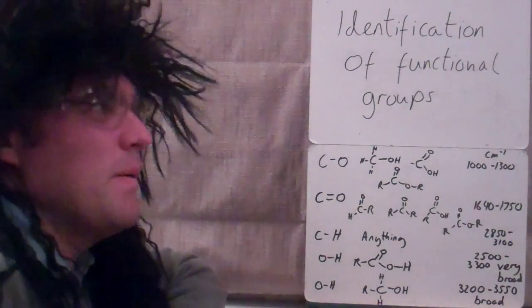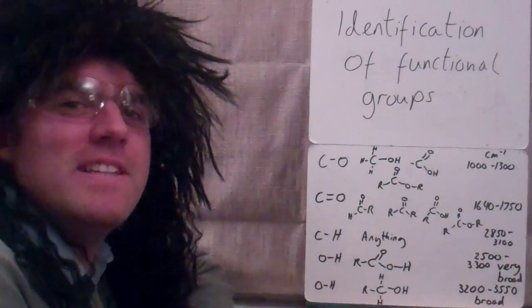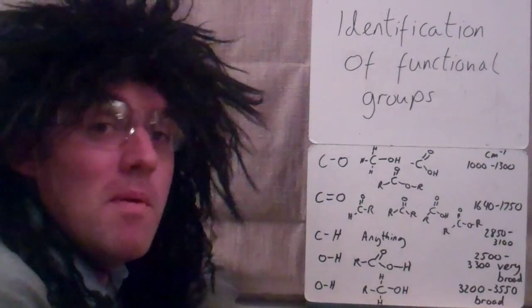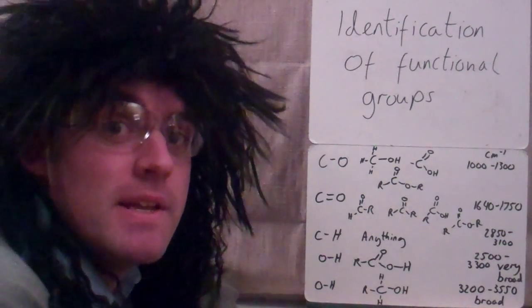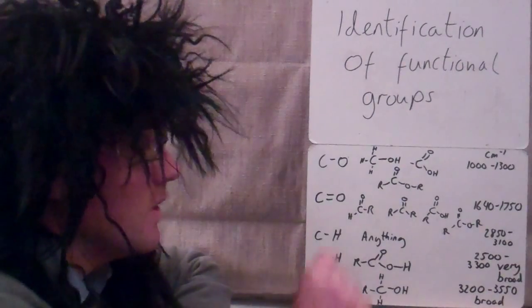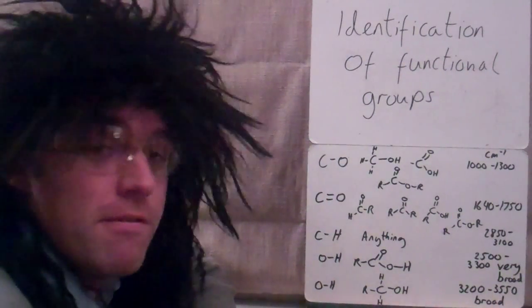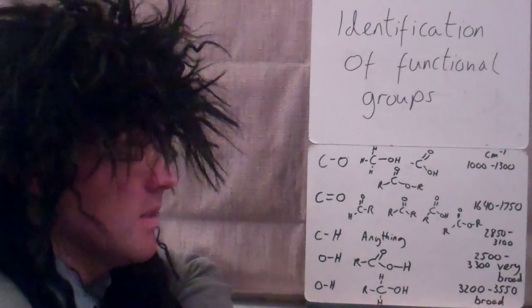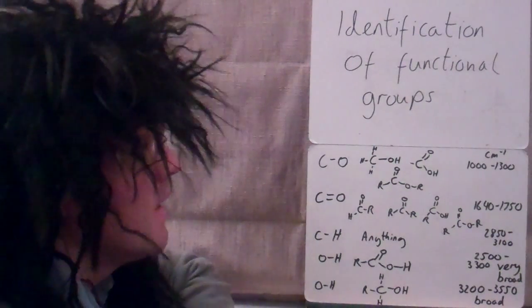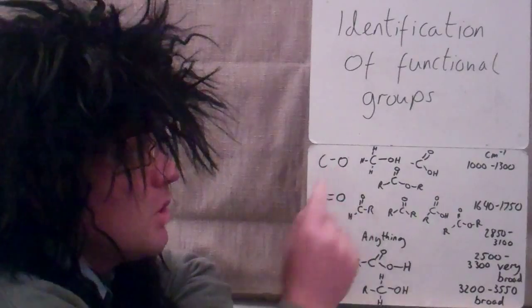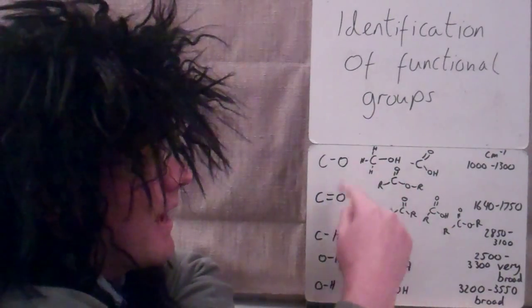Hello, and now we're going to look at how we can identify different functional groups from their IR spectrum, the infrared spectrum. Different bonds, like we were talking about before, vibrate and absorb different infrared frequencies, and that's shown as the wave number. So here we've got this carbon to oxygen bond.